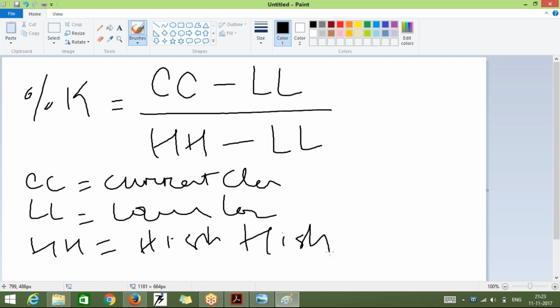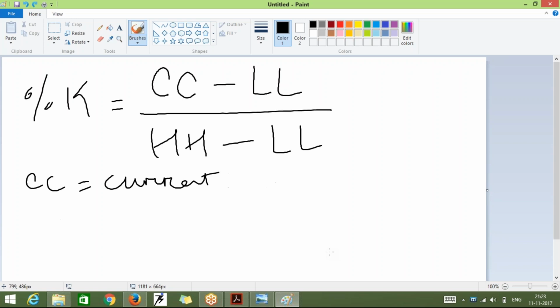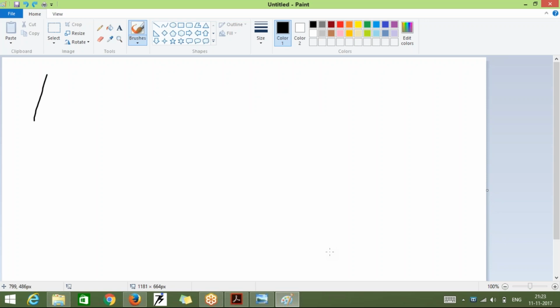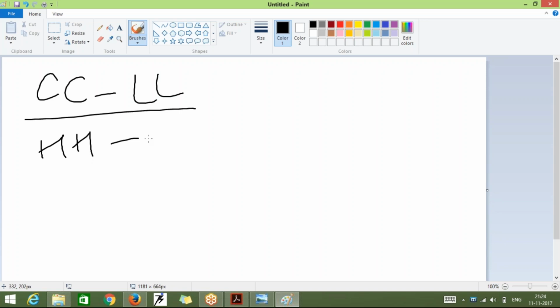Now let's understand percentage K more deeply. Then only we will know what is happening, and why this guy, Jersey Lane, gave this. As the formula suggests, current close minus lowest low divided by highest high minus lowest low. Let me write this down: CC minus LL by HH minus LL.